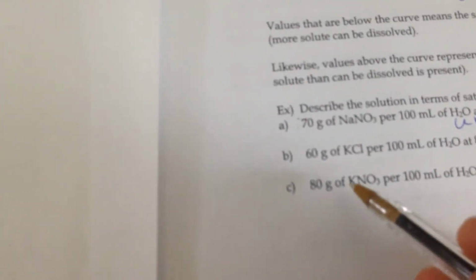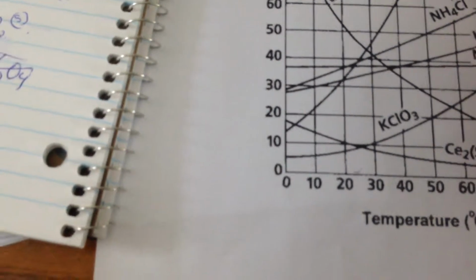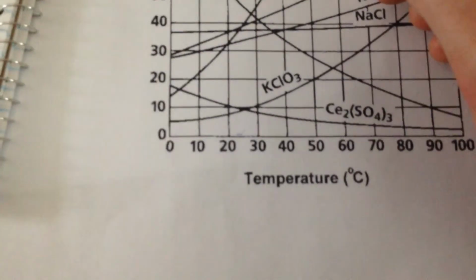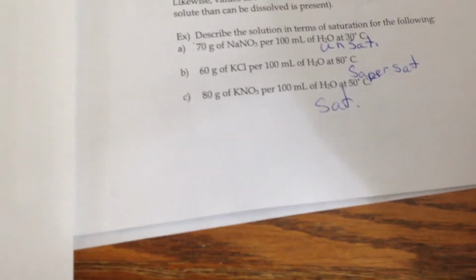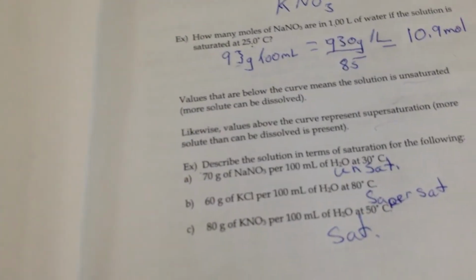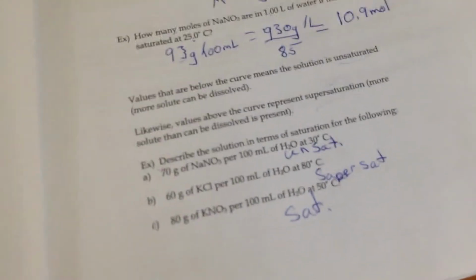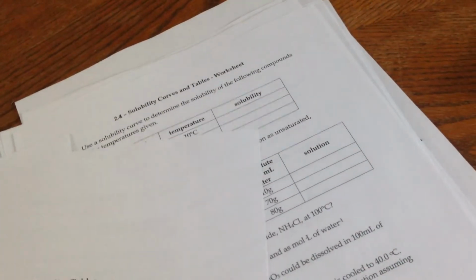And then finally 80 grams of KNO3 at 50 degrees Celsius. So 50 and go up to KNO3 and it's at 80. So you know what? It's right on the line, give or take a little bit. So I'm going to say that this is just saturated. Because it's right on the line, so it should be dissolved. It couldn't be more, but it couldn't be less either. So we just say saturated if it's on the line.